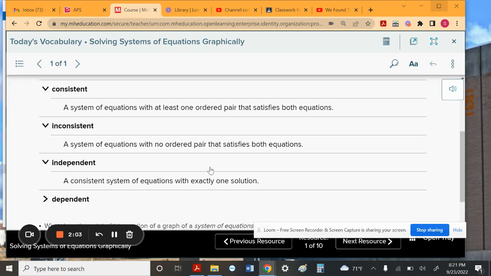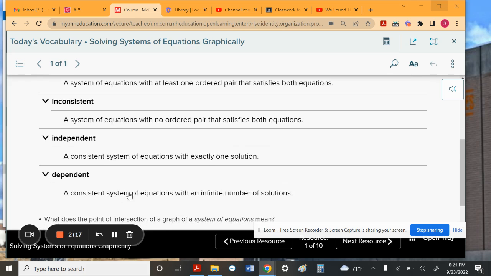And it'll make sense when we start looking at potential systems that involve parabolas and lines, or circles and lines, or things like that, where they could cross multiple times. And then a dependent system just means that it's a consistent system, which means there's at least one answer. But in this case, there's actually an infinite number of solutions. So what dependent means is that the two lines are exactly the same, or the two graphs are exactly the same. So they share every single point. So that's the definition of all of those.